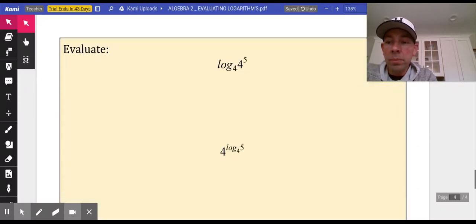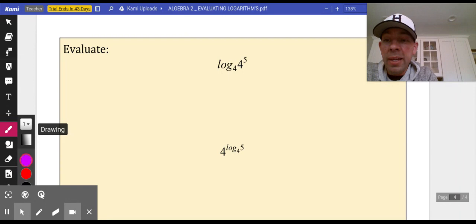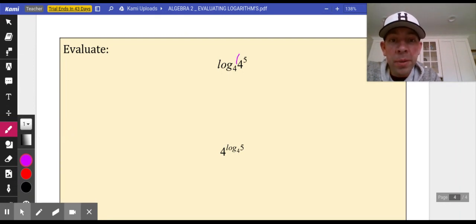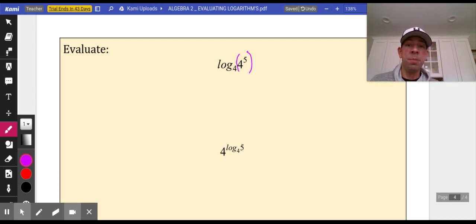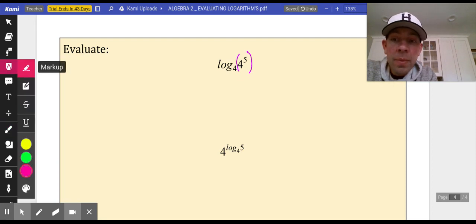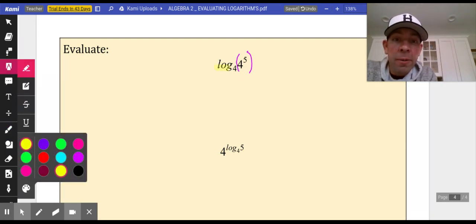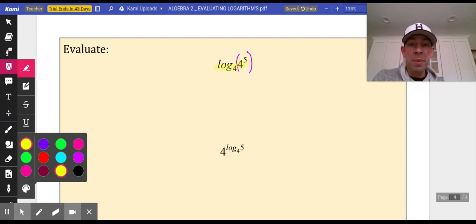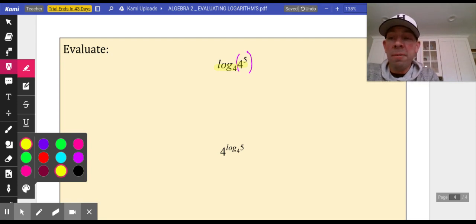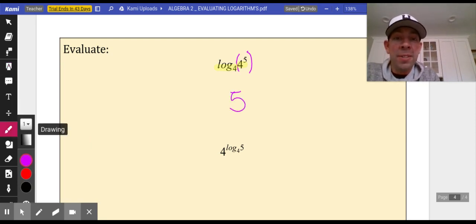All right. I think it's helpful for me to put parentheses here, maybe, okay? And I'm visualizing 4 to the 5th as an exponential expression, right? So what I'm thinking is I've got this logarithmic expression with a base of 4, and then I've got this exponential expression with a base of 4. So a logarithm with a base of 4 is the inverse of an exponential function with a base of 4. They cancel each other out, and you're just left with a 5 when it's all said and done.